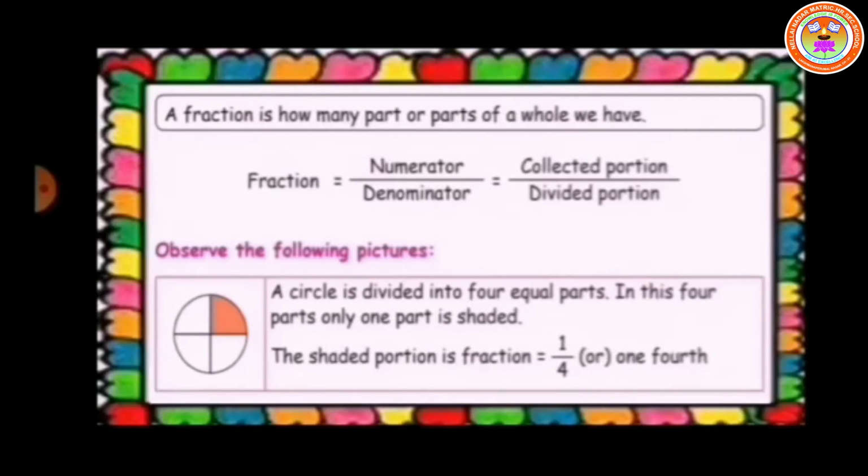Observe the following pictures. Here, circle is given. A circle is divided into 4 equal parts. In these 4 parts, only one part is shaded. The shaded portion fraction is equal to 1 by 4 or 1/4.